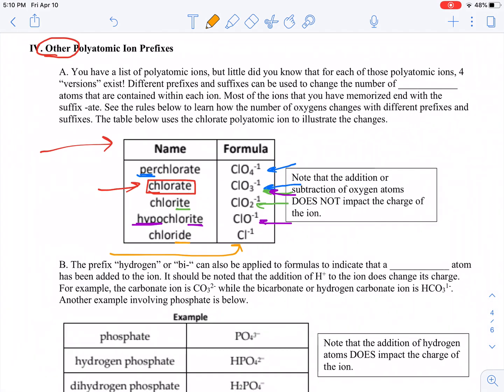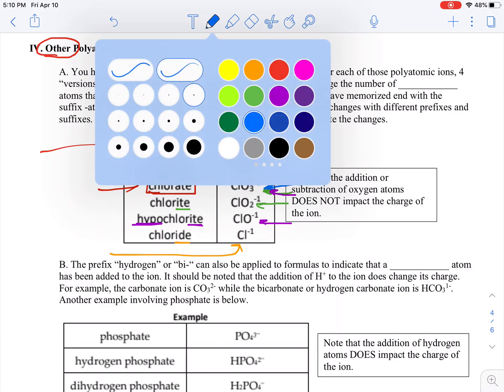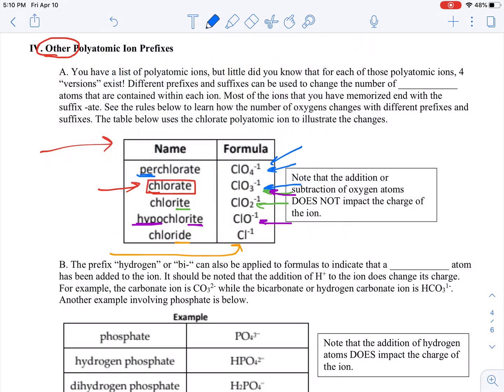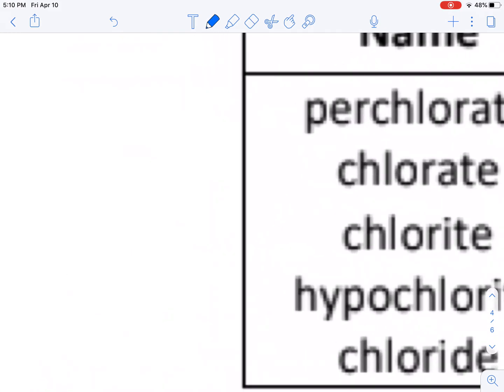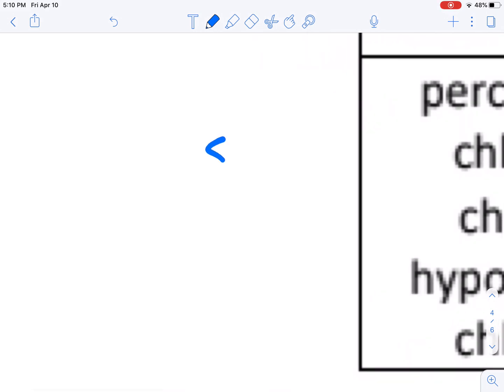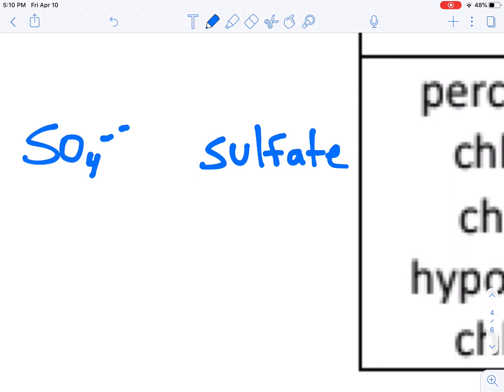Now, some of you might be getting clever and thinking, well, this is easy. I can just memorize that the prefix per always means 4 oxygens, and the suffix ate with no prefix always means 3 oxygens, and so on. But there's a problem with that. So let me show you another example here, and I'm going to select the polyatomic ion sulfate. So sulfate, let me write this here, sulfate is SO4 with a -2 charge.